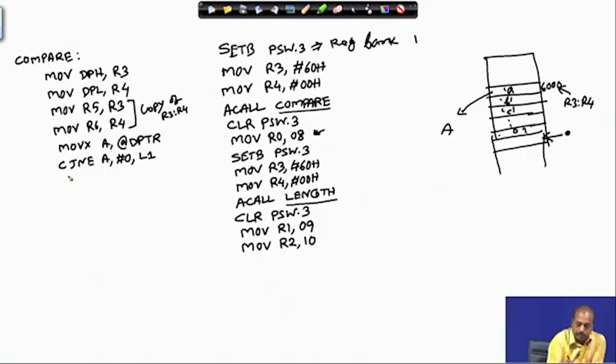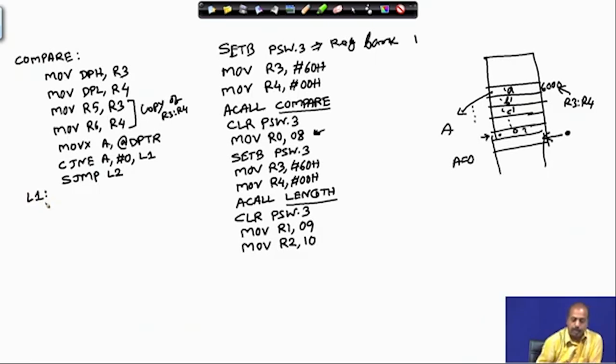But if they are the same, if we are accessing this particular location, then the A register content will become equal to 0, and by that time our pointer has advanced and we have come to the location which is the end of the first string. So if they are the same, we jump to label L2, which corresponds to the position where we have come to the end of the first string. Okay.